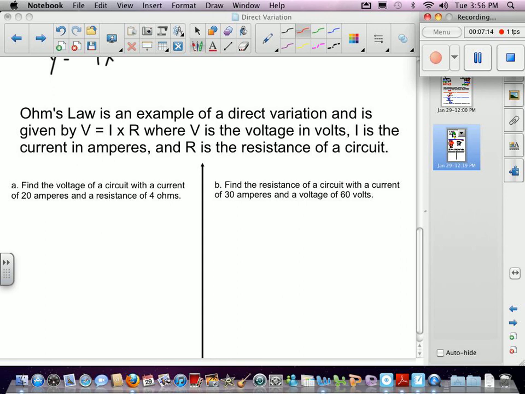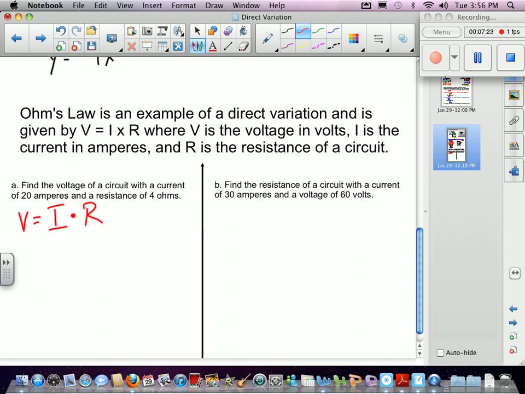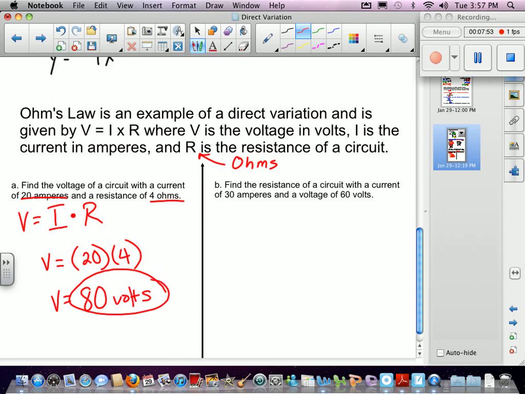So if I write the equation down, V equals I times R. And I'm just going to plug in what I know. 20 amperes, that's my current. 4 ohms, that's going to be my resistance. Somewhere up there we should have said that ohms was R. So we want to find the number of volts. That's going to be 20 times 4. So therefore, the number of volts would be 80. So that would be 80 volts.